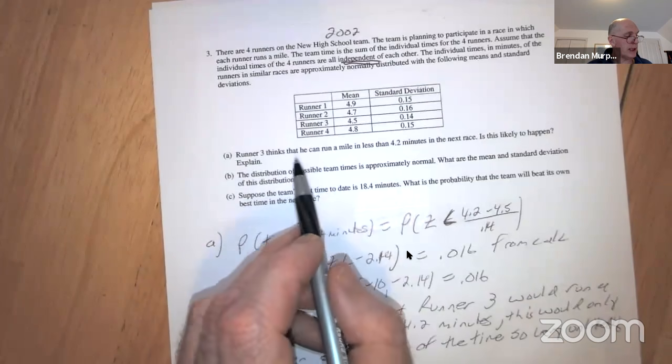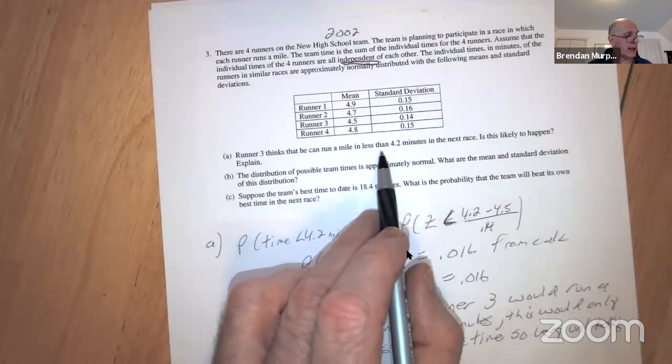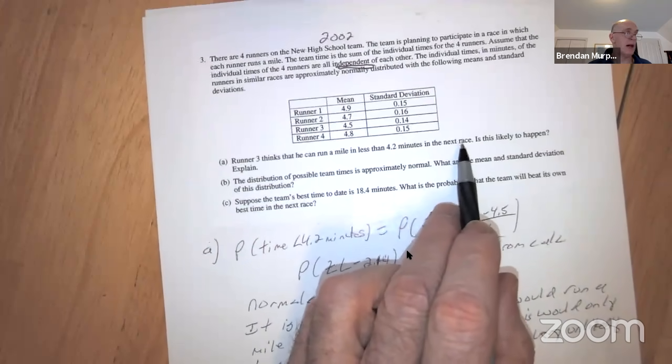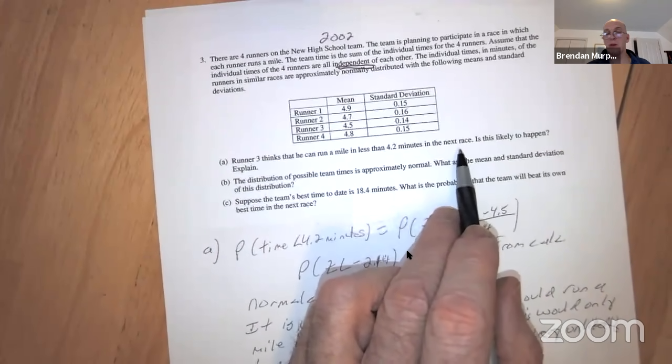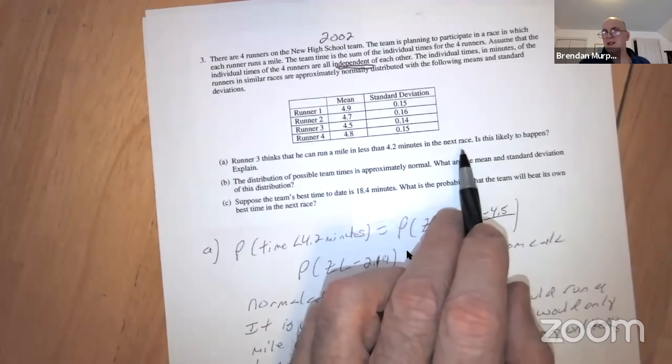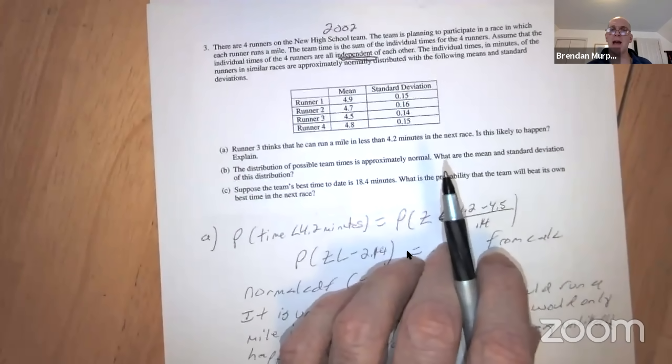Runner 3 thinks that he can run a mile in less than 4.2 minutes in the next race. A 4.2-minute mile is really hard for high school students, really hard for anyone. My gut says it's not likely to happen, but of course I need to do some mathematics, right?